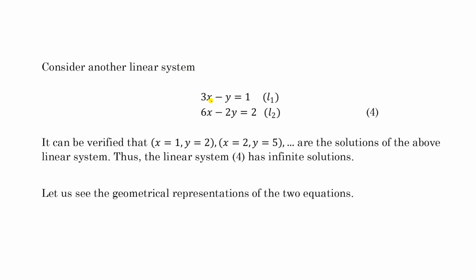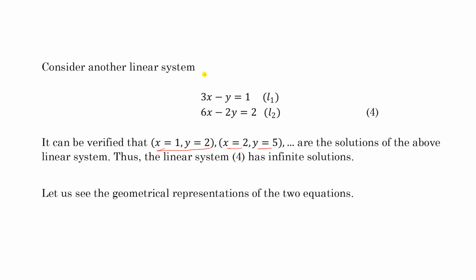Now consider this system, 3x minus y equal to 1, 6x minus 2y equal to 2. If I say to solve this one, you can multiply the first one with 2 and subtract it, then you can check that x equal to 1 and y equal to 2. Similarly, x equal to 2, y equal to 5 are the solutions of our linear system. How can we get all these solutions? So better to solve it.